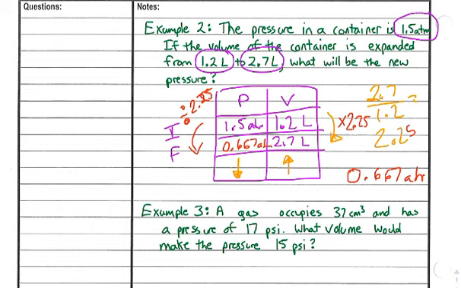0.667 atm. And I like to put a box around it. That way I know exactly what my answer was. So, 0.1.5. That would be $1.50. Half of that is what, 75 cents? So I have a little bit less than half, which is what I was kind of expecting. Remember, my volume went up, so I'm expecting my pressure to go down.